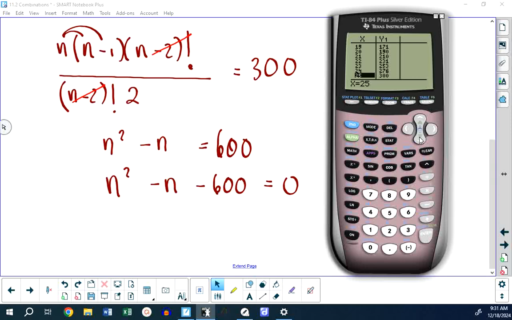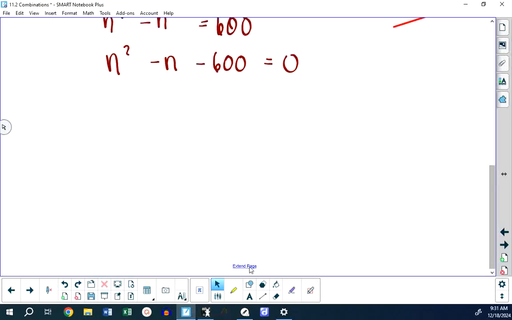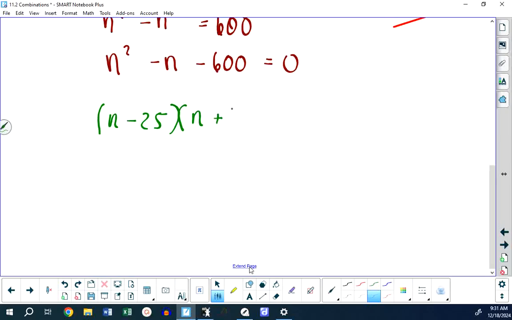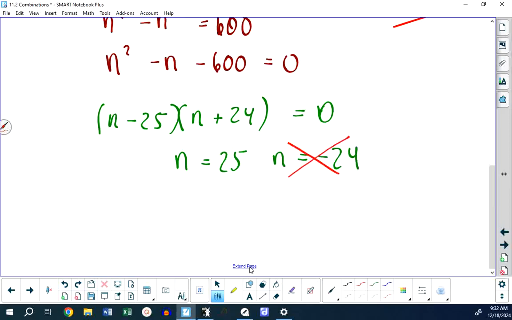So I do this behind the scenes, and then I go, well, of course this factors into n minus 25, n plus, I'm going to guess 24. 25 times 24 will give you 600. You take 600 divided by 25. And then you say, oh, okay, n is equal to 25, or n is equal to negative 24. Never mind having part of a person, you cannot have negative people, so there are 25 people.